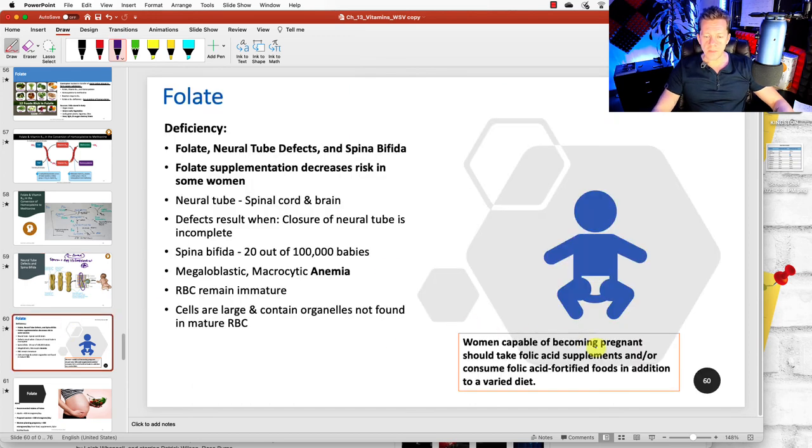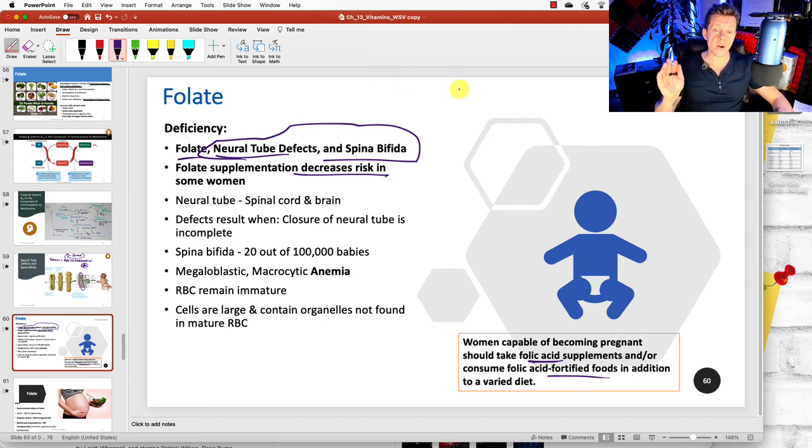So the women capable of becoming pregnant should take folic acid, because folic acid is a supplement and the folate is the real form from fruits and vegetables. So folic acid supplements or consume folic acid fortified foods. Folate supplementation decreases risk. That's what I'm saying, that it decreases risk. It's not preventing. Even if the levels are going to be normal or even higher, there's still possibilities.